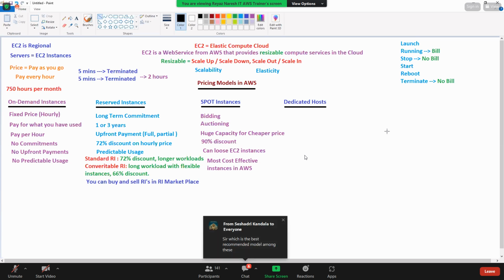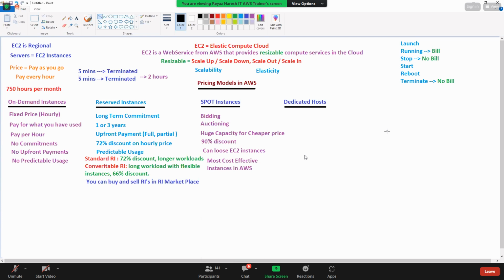Okay. What is the meaning of can lose EC2 instance? That's why I said the EC2 instance will not be permanent with you on spot. If it is not matching your bidding price, the EC2 instance will not be with you. It will get terminated.